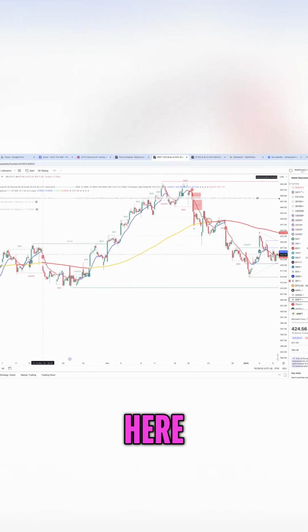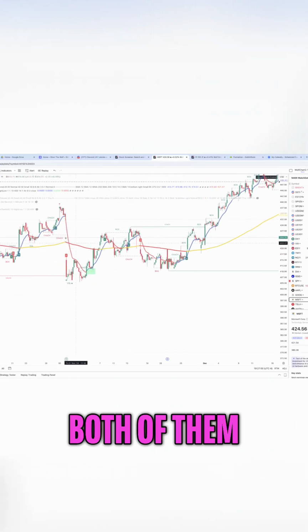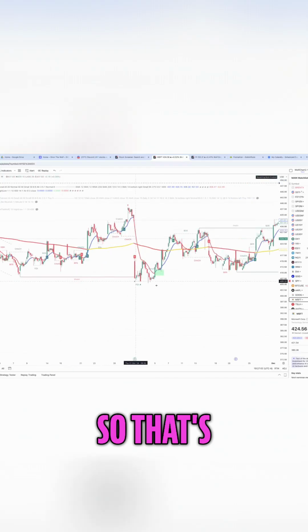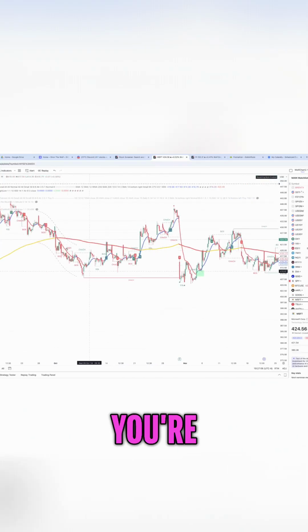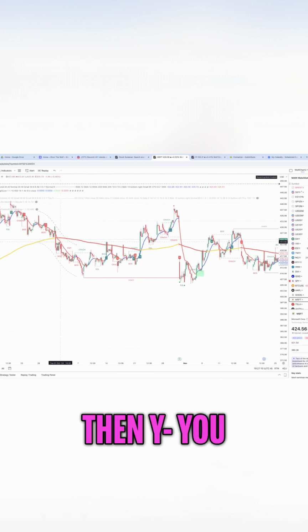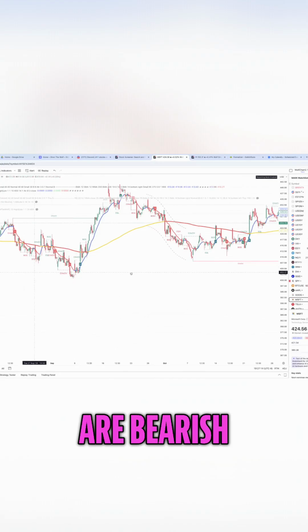Same thing here. Our 12 crossed down under our 200. Easy money on puts. Same thing here. Both of them are bearish. So that's your bias, got to lean toward puts. When your short term trend is saying you're bearish and your long term trend is saying you're bearish, then you need to be bearish on the stock. There's no point in buying calls if both of them are bearish, right?